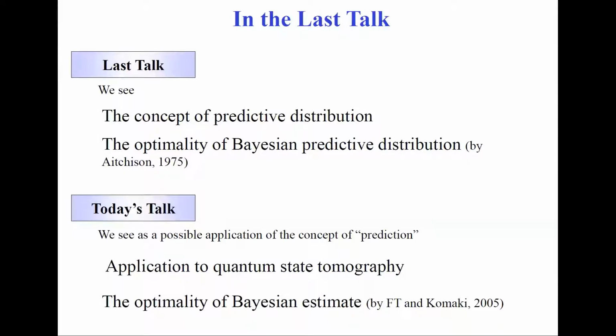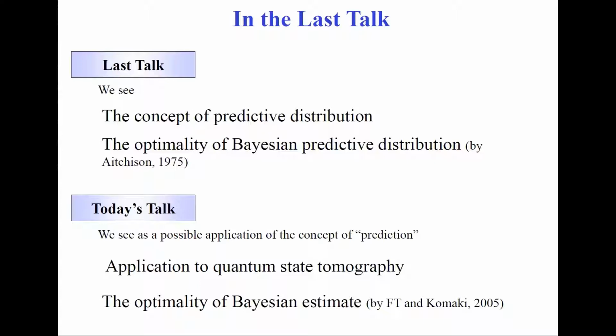In the last talk, part 1, we have seen the concept of predictive distribution in statistics. And then we showed the optimality of Bayesian predictive distribution, which was historically shown by H. in 1975. And today, as a possible application of the concept of prediction to quantum information science, we will see an application to quantum state tomography.